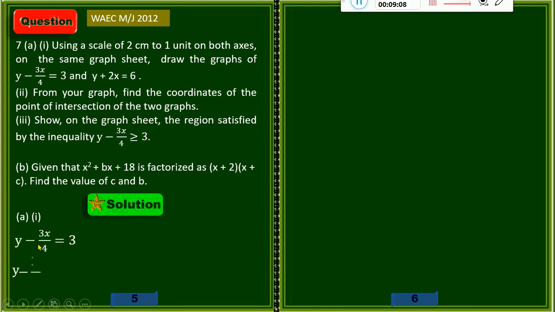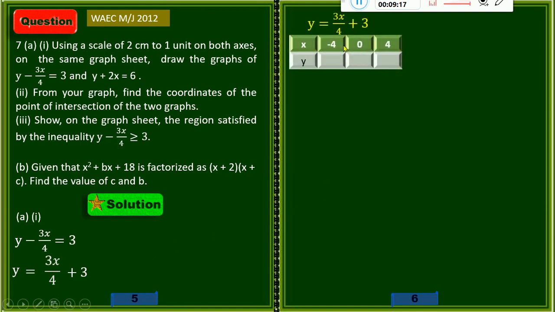So now we make y the subject. So that is there, y as the subject. Then we're now going to make a table of values. So we're going to find 3 values, which is necessary for us to plot a straight line graph. So we're going to substitute the value of x equal to minus 4 in this equation. So when x is equal to minus 4, we replace x by minus 4. And then we'll have this. On simplification, we'll have minus 3 plus 3. So y is equal to 0.